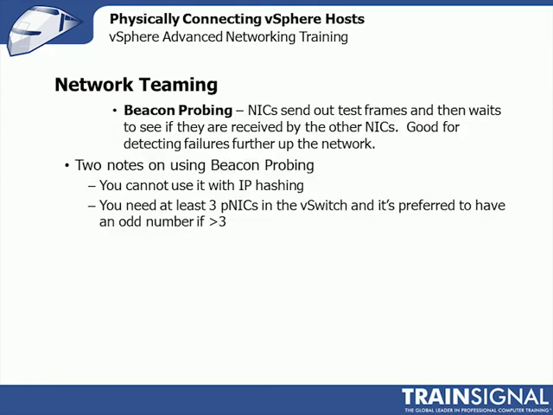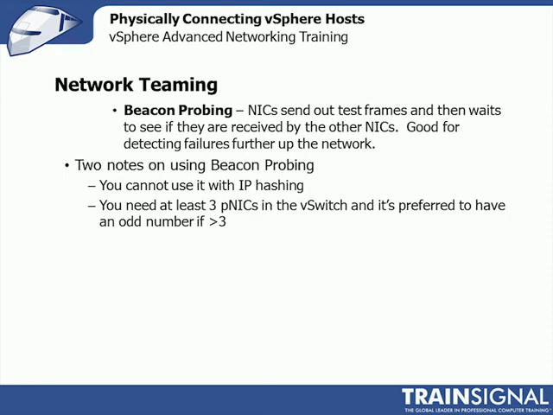The contrast to that is beacon probing. So with beacon probing, each NIC will send out test frames and then wait to see if they come back on the other NICs. So if I send out a test frame on NIC 1 and I see it come back on the other NICs, I assume that my upstream connectivity is all good and happy. It's good for detecting failures up the network. Again, common in blade environments and things like that. Two notes on this. You can't use it with IP hashing. We'll talk about IP hashing in a minute, but due to the way that it distributes load across NICs, we're not allowed to do IP hashing and this. It won't let you. I was going to say it breaks it, but it won't even let you select that in the configuration. Second, you need an odd number of NICs for this to work.